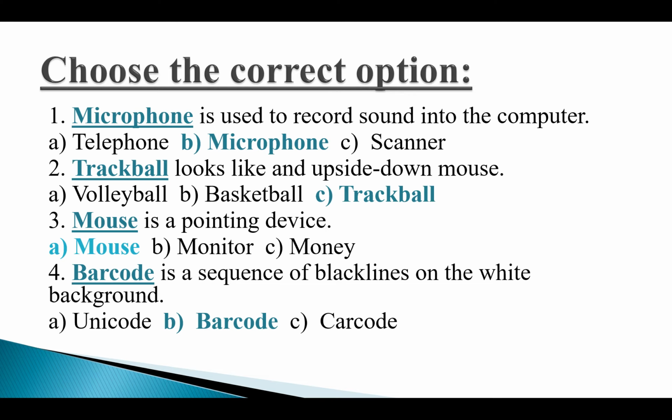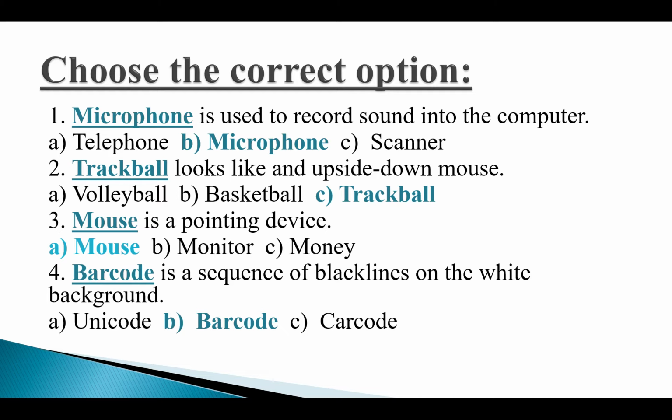First one is dash is used to record sound into the computer. Option A is telephone, option B is microphone and option C is scanner. What do we use to record sound in the computer? Telephone, microphone and scanner. So we take the help of a microphone to record sound in the computer. So option B is correct.